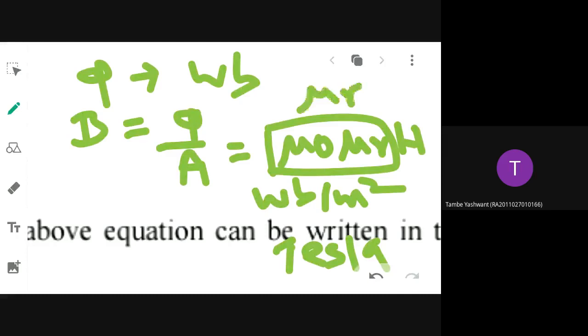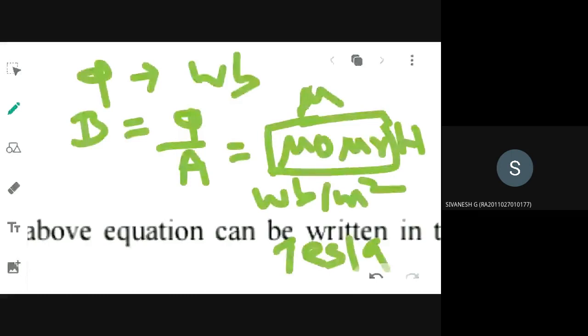What will be mu for a non-magnetic medium? And what will be mu for a magnetic medium? Ma'am, for non-magnetic it will be equal to 1. And for magnetic it is mu naught mu r. Ma'am, for non-magnetic medium, mu is equal to mu naught.